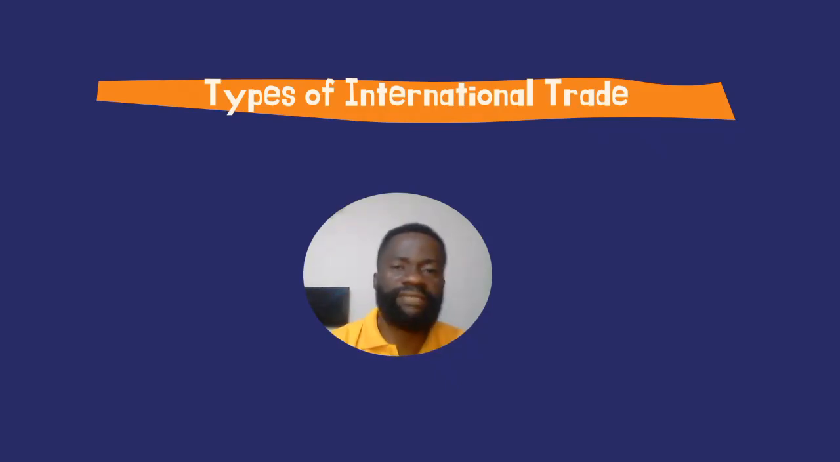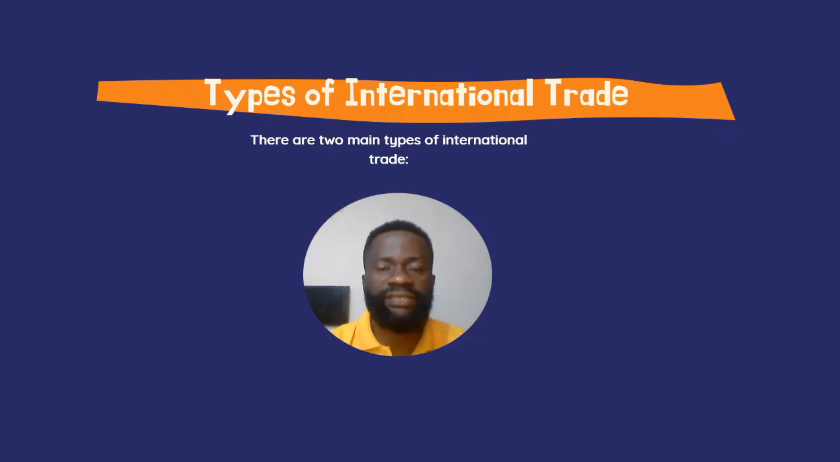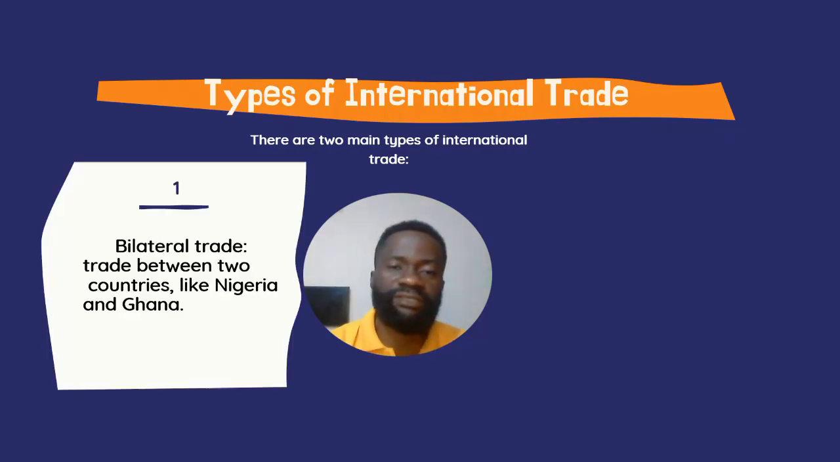So let's look at the types of international trade. There are two main types of international trade. Number one, we have bilateral trade, and this is a trade between two countries, like Nigeria trading with Ghana or Ghana trading with Nigeria. It's a trade between two countries.